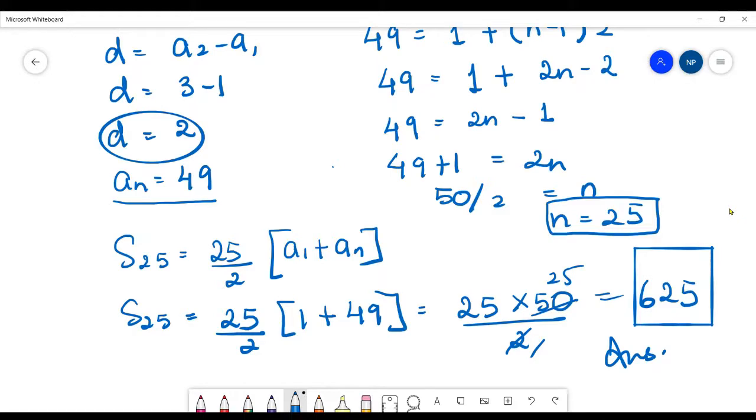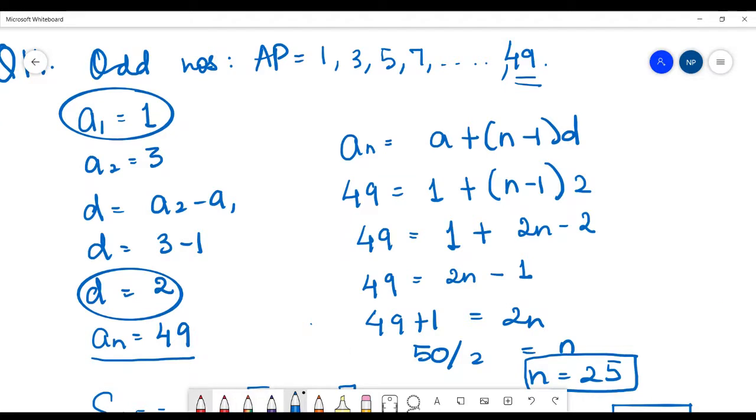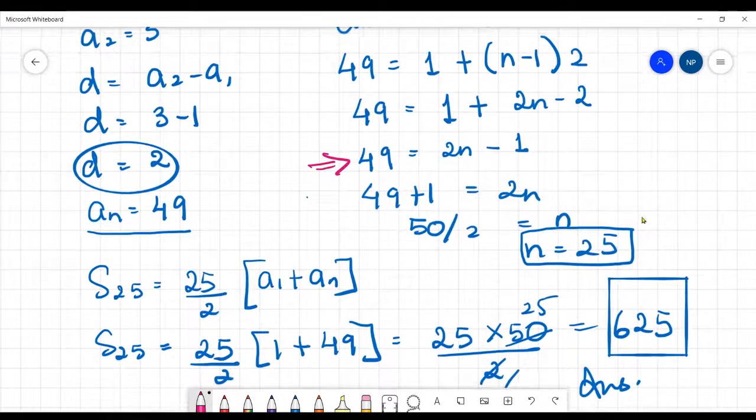Okay, now from here children, we have got 49 is equal to 2N minus 1. Alright, AN was A plus N minus 1D. On substituting the value we got 49 is equal to 1 plus N minus 1 into 2. 49 is equal to 1 plus 2N minus 2. So minus 2 plus 1 will give you minus 1. Bring minus 1 to LHS, we get 49 plus 1, that is 50 by 2. The number of terms we have got to be 25. So our N is equal to 25.